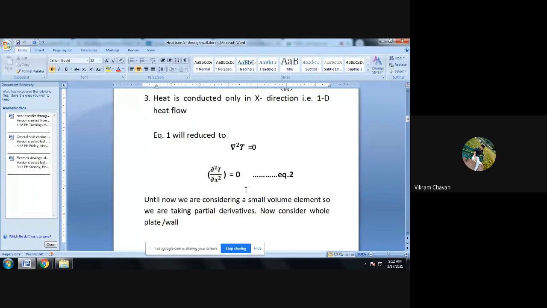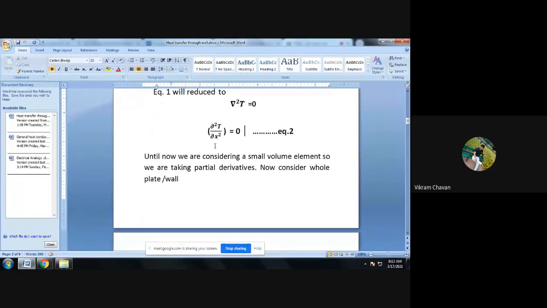Further, until now we have discussed the general heat conduction equation in the Cartesian coordinate system for a small element. In that case, it is required to apply the partial differential equation. When we are considering the whole geometry or the large body, in that case we have to consider the complete derivative.